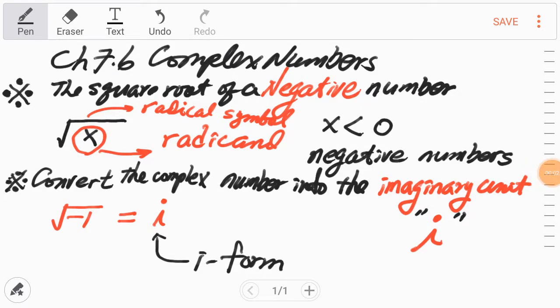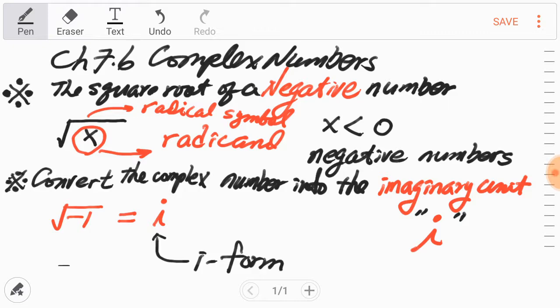In this section, we will learn about complex numbers. The square root of a negative number is a complex number. The square root is the radical symbol, x is the radicand. So if x is less than 0, which is negative numbers, then the square root of x is a complex number. So here it is square root of negative 1. Then this number is a complex number.